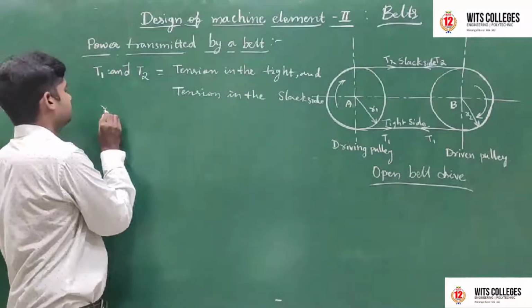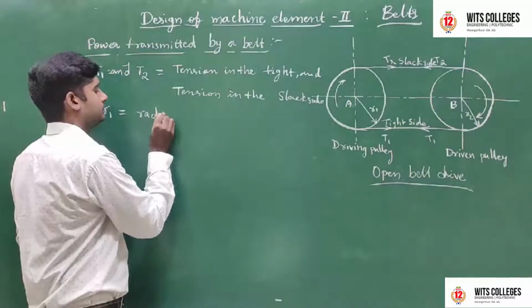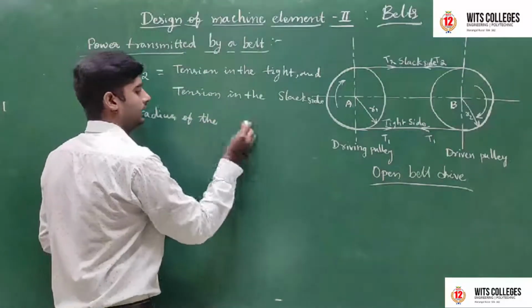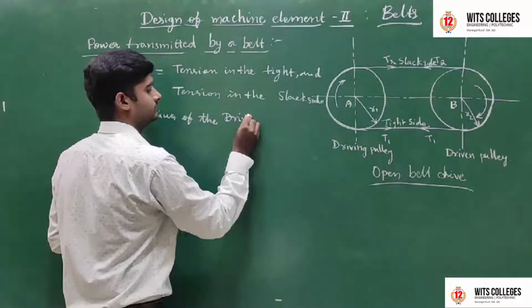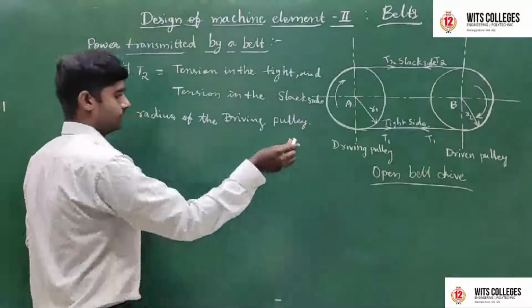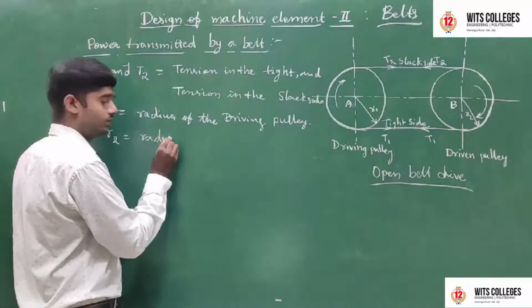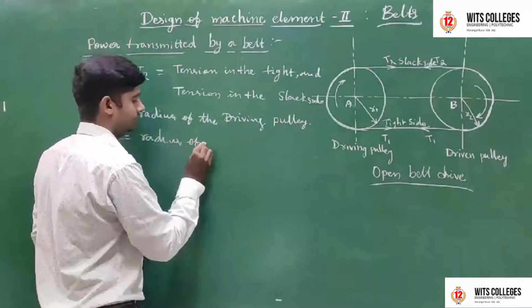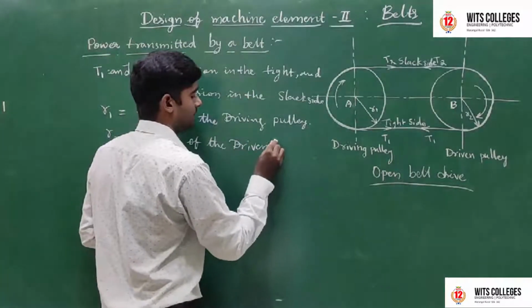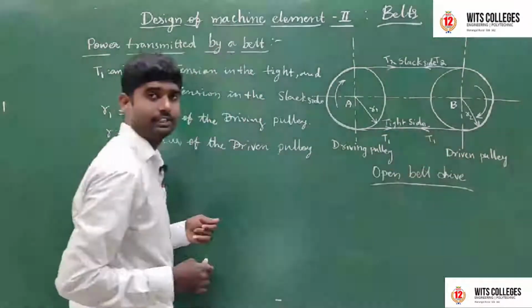What is R1? R1 means the radius of the driving pulley. R2 is the radius of the driven pulley, or follower. This is the driving pulley.